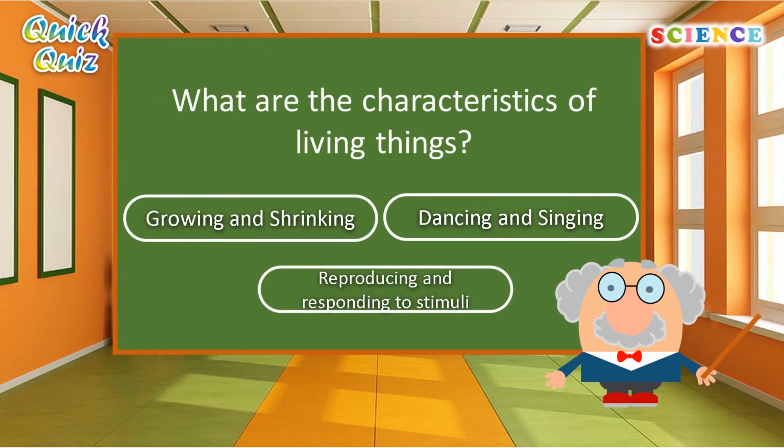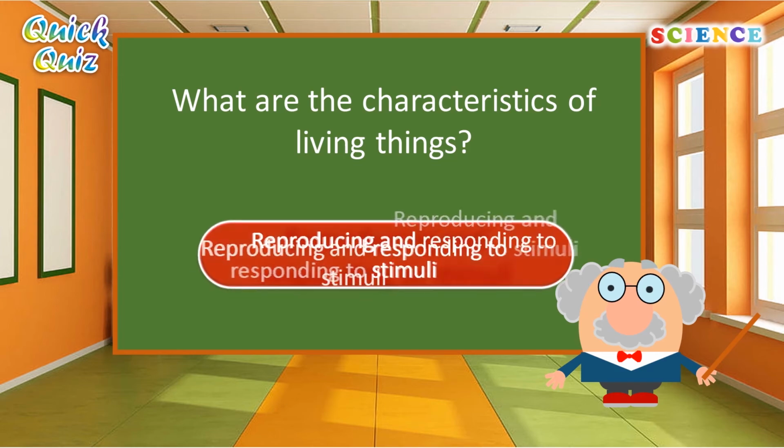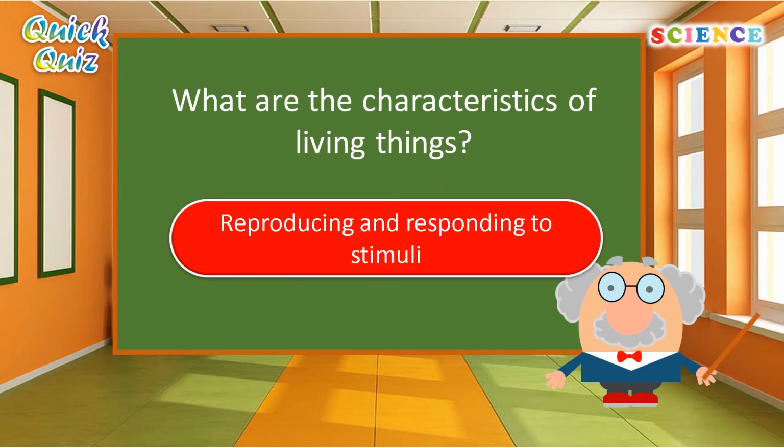Question 1. What are the characteristics of living things? A. Growing and shrinking. B. Dancing and singing. C. Reproducing and responding to stimuli. D. The correct answer is C. Reproducing and responding to stimuli. Great job if you got that right.